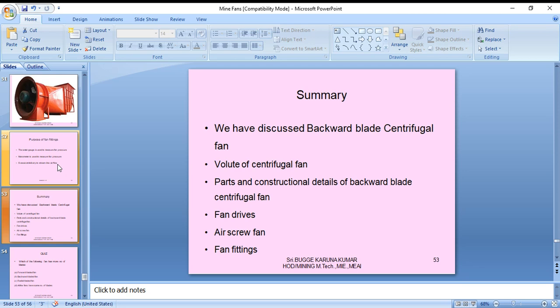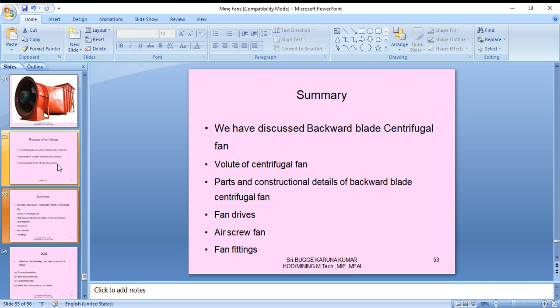some images of the various working models. These are what you have covered in this lecture. So I hope you discussed forward blade centrifugal fan, radial centrifugal fan, parts and construction details of backward blade centrifugal fan, drives, axial screw fans, fan drives. I hope you understood and also enjoyed this class today.